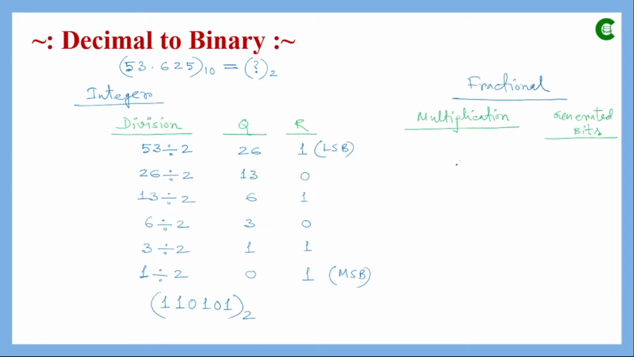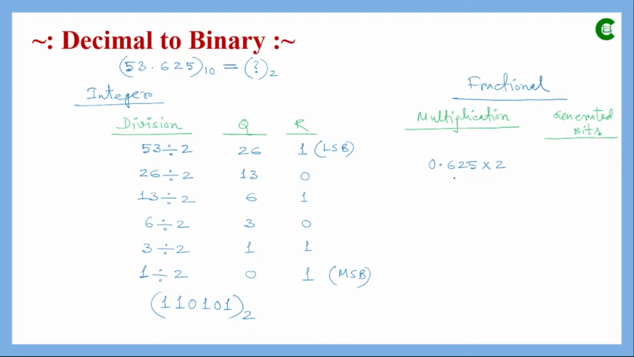Next we will take that fractional part which is 0.625 and then we will multiply that part by the base of that number system to which we want to convert. So one thing we have noticed here: in our last problem, we converted from binary to decimal number system. For integer part we multiplied and for the fractional part we divided. Here we are converting from decimal to binary number system. For integer part we have divided and for fractional part we will be multiplying.